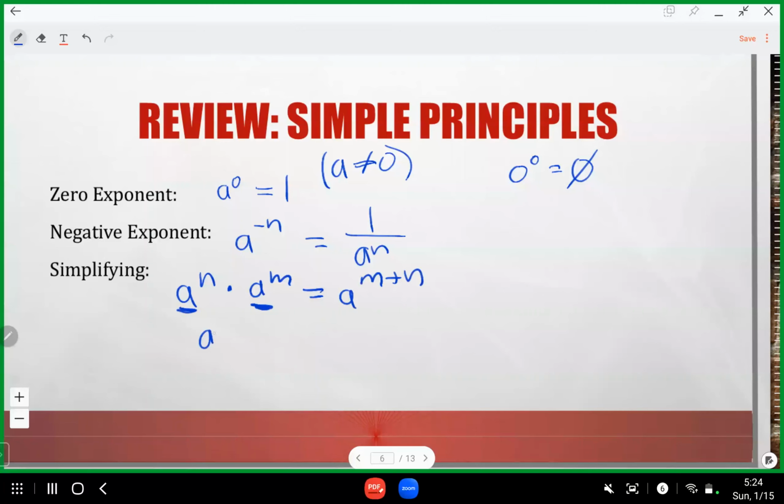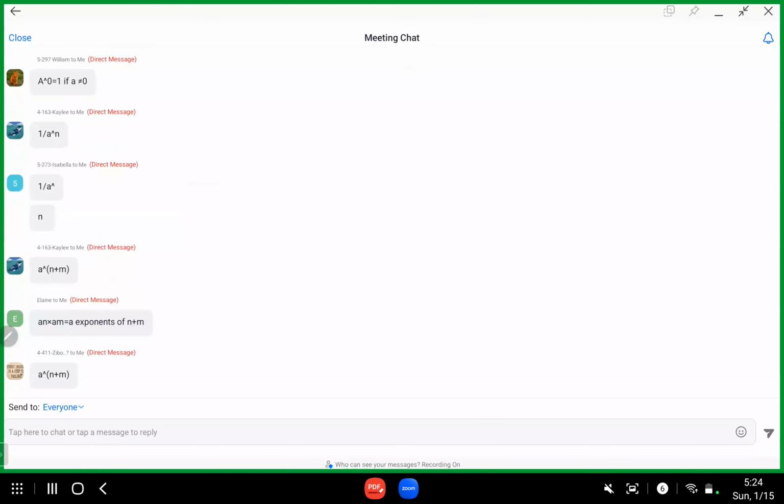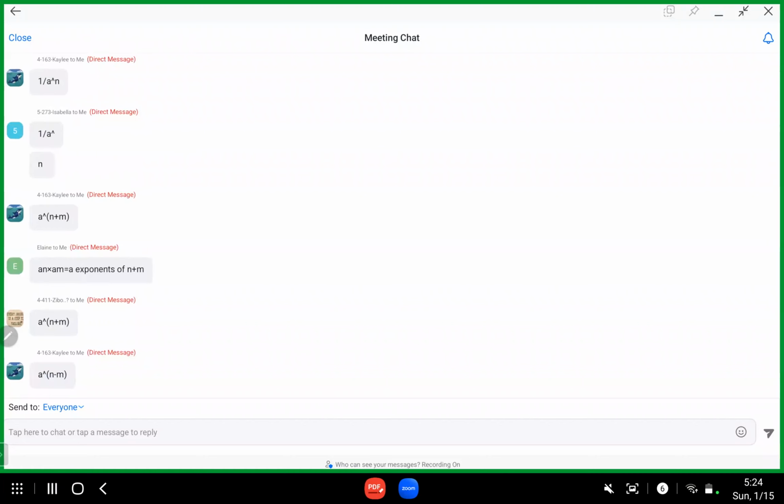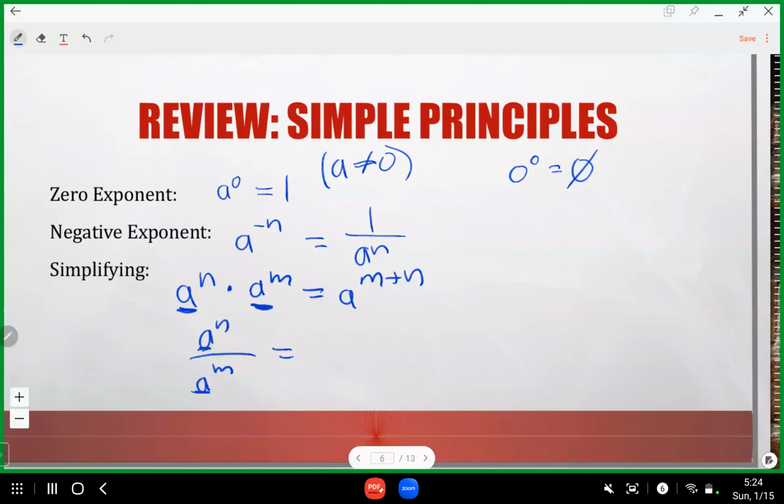Similarly, how would we do a to the n divided by a to the m? Now it's divided and they still have the same base. So what is it going to be equal to? All right, just put your answer in the chat. Yes, so it is a to the n minus m. Okay, so a to the n minus m. And you have to remember these exponent rules for when you simplify.